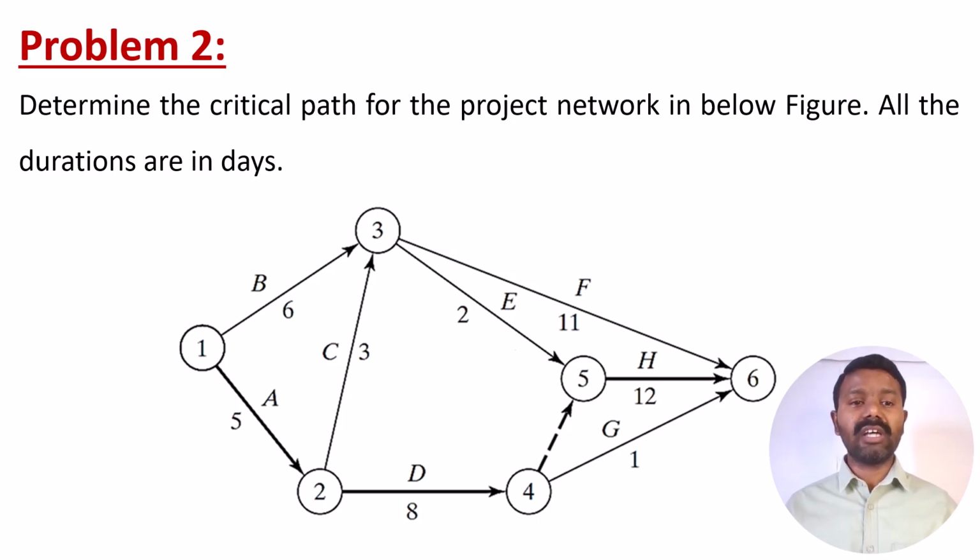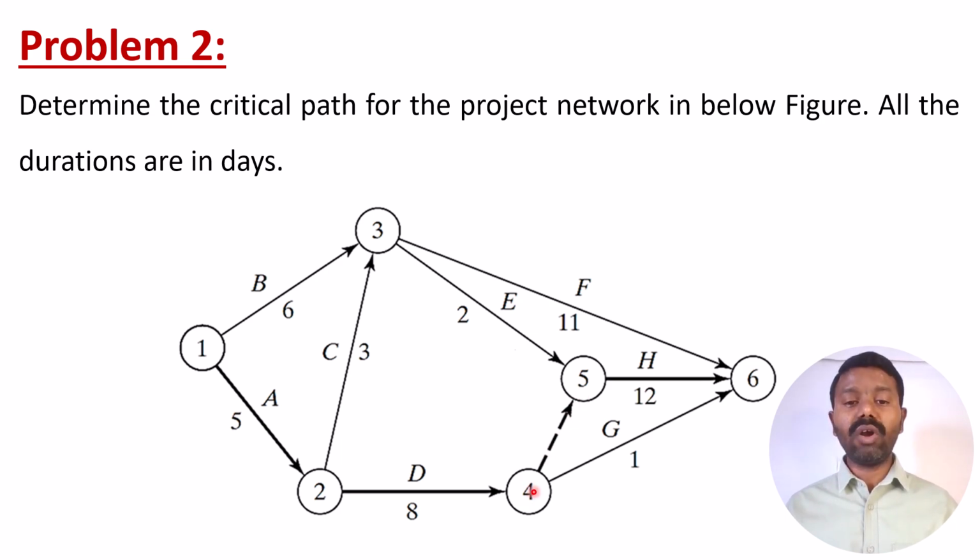All the durations are in days. Now here there are some activities given: the activities A, B, C, D and E, F, G and H. And here there is one more activity from 4 to 5, but it is given in a dotted line and arrow mark. So this is called a dummy activity.